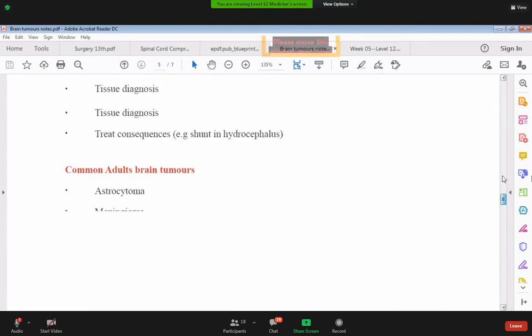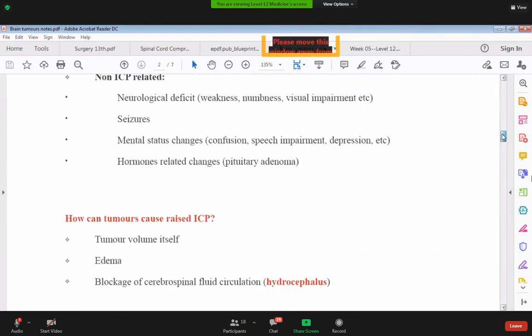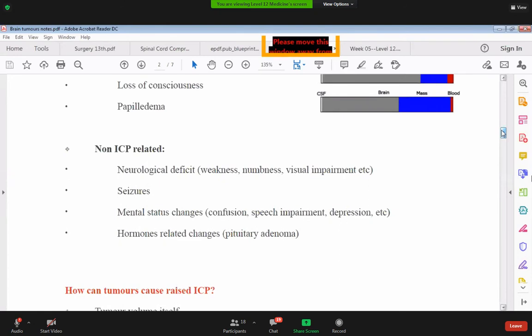The non-intracranial pressure related symptoms are neurological deficit, and it depends on the site of the tumor. There may be weakness on the affected side, numbness on the affected side, and visual impairment. There could be seizures, mental state changes like confusion, speech impairment, depression, etc., or hormone related changes.